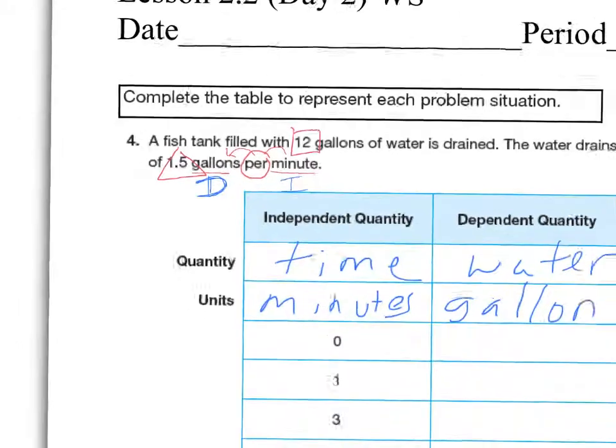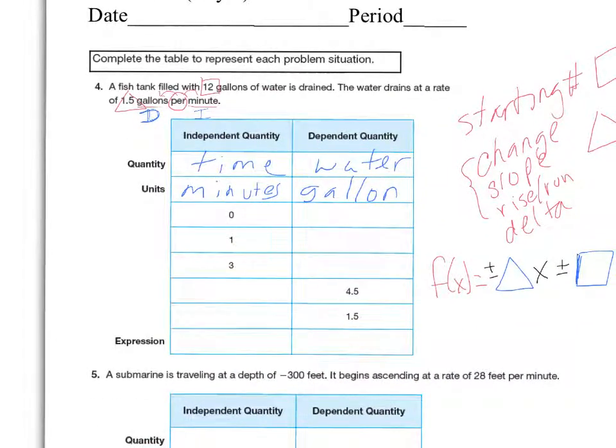So now you can quickly make the function, which would be f of x, and then you replace the triangle with 1.5. We put it in here with x, and it's going down, so it's a negative, and it's a plus, and then the 12, which is the square.